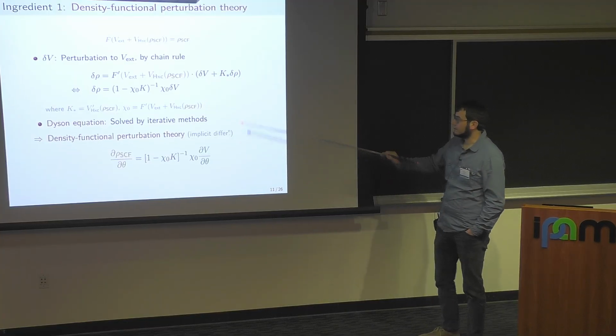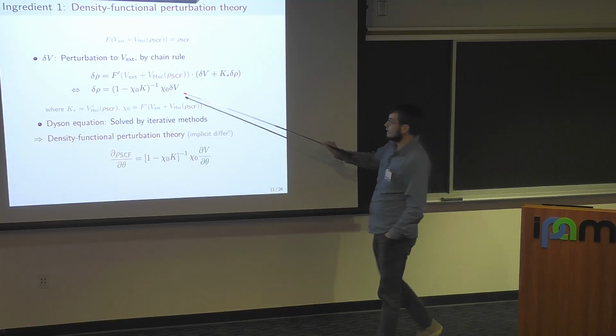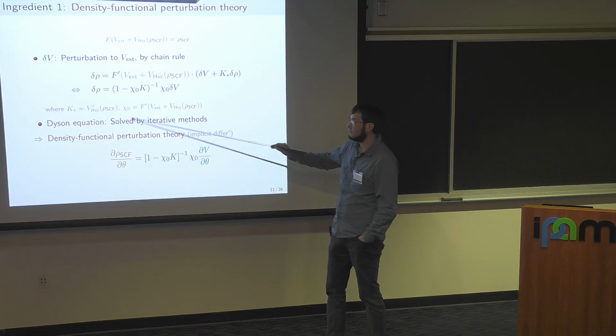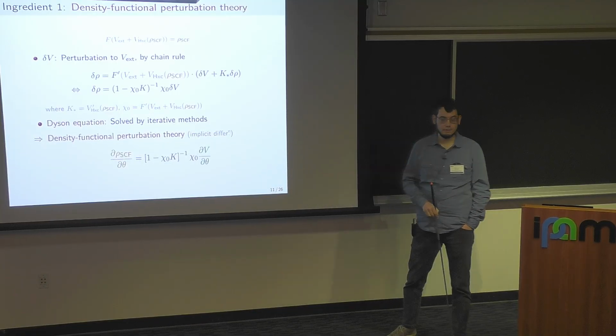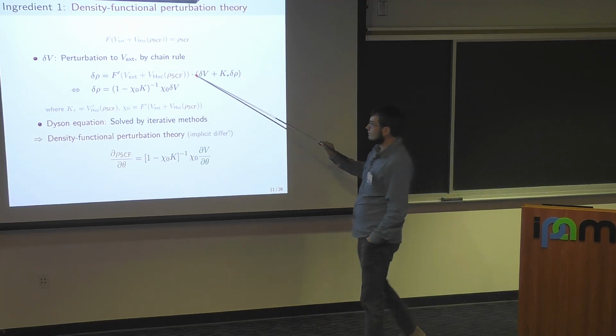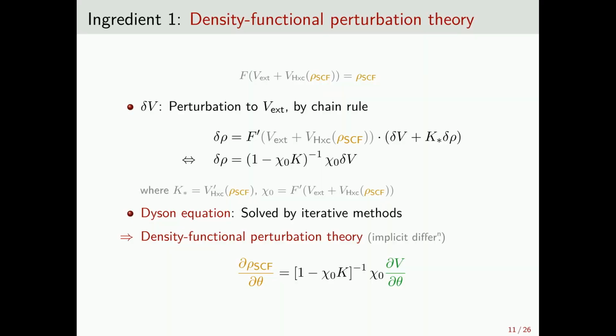And then what happens is that you get a so-called kernel. That's the derivative of the potential. And you get here this derivative of the function f, which actually turns out to be an object that people call the independent particle susceptibility, right? And then if you rearrange this problem, basically what you get is an equation that's maybe familiar to some of you. Some people call it the Dyson equation.